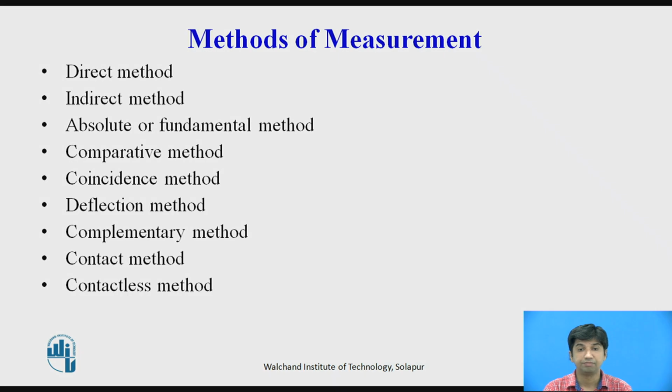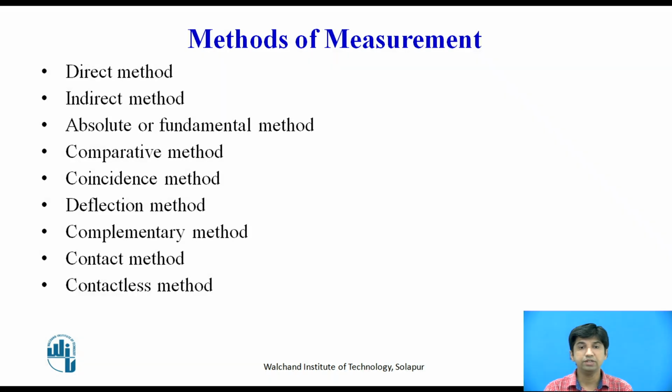Comparative method. In this method, the value of the quantity to be measured is compared with a known value of the same quantity or another quantity practically related to it. So in this method, only the deviations from a master gauge are determined. Example, dial indicators or other comparators.